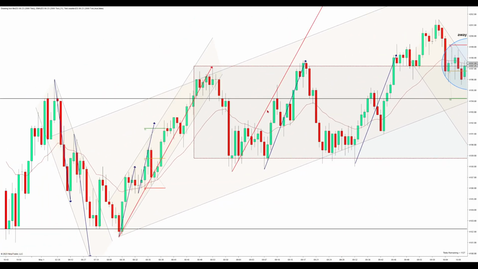But anyway, so after we get these two legs higher here, that is a good place to look for a reversal pattern back down, but we just don't get one.